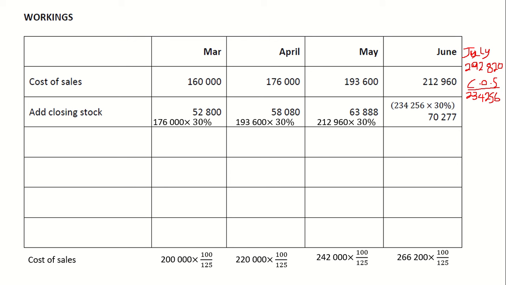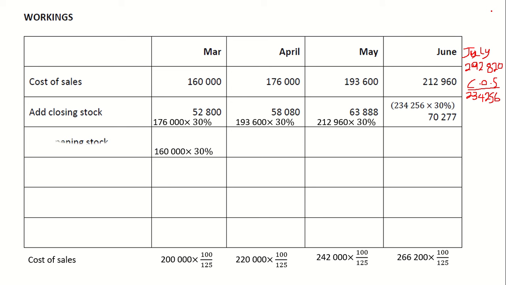That's why I'm adding it. I'm adding it because I have purchased it this year. However, I am going to subtract last year's opening stock because last year's opening stock was purchased last year. I'm not going to purchase it this year, but that opening stock, it is included in that 160,000 rand, which is your cost of sales.